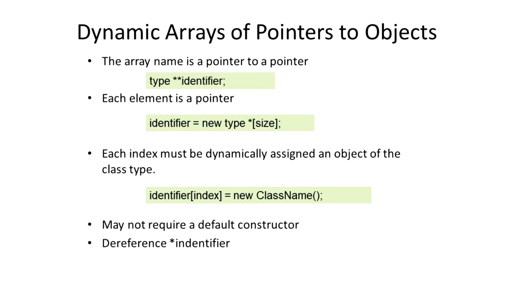And also, like last time, each index has to be dynamically assigned an object of class type. So when you refer to the individual elements, which are the pointers to the dynamic objects, we need to create a dynamic object on the heap. So we do that via the keyword new and then calling the constructor. And then the array element stores the pointer to that object. But again, here we want to point towards that array, which holds the pointers to those objects. So that's why it's a pointer to a pointer.